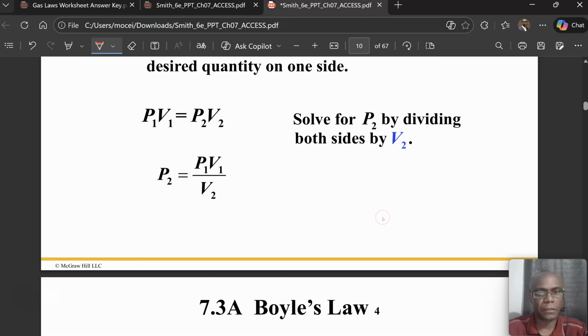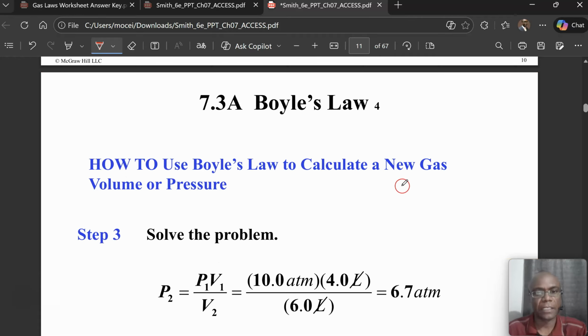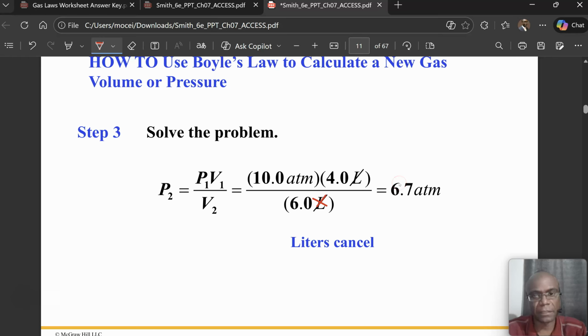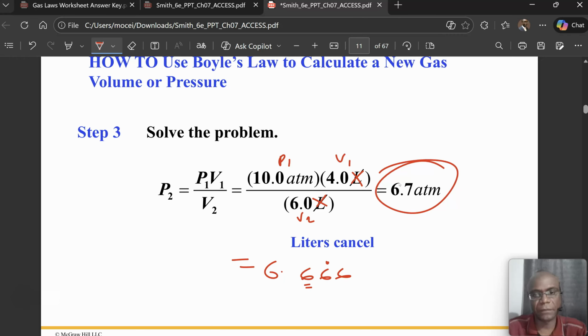The same process is followed here. You are dividing both sides by V2 like I showed you before. You end up with this expression, and then you just insert your numbers. Remember liters and liters must go. This is P1, that's V1, this is V2. You end up with 6.666 recurring, but we have to report to two sig figs, so it is 6.7 because this 6 after it is greater than 5, so this 6 here is rounded up. Easy to do.